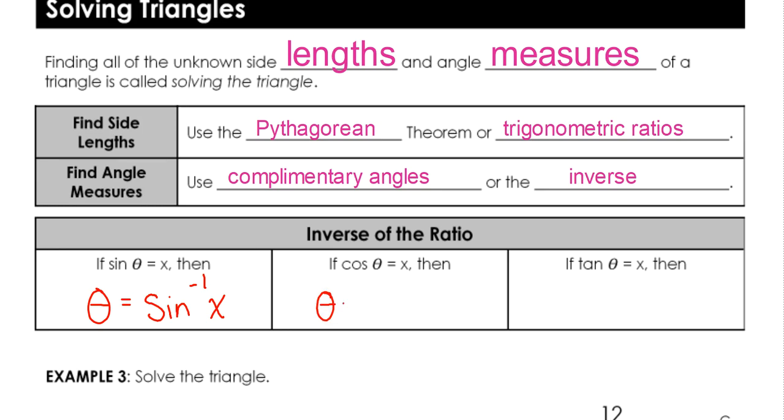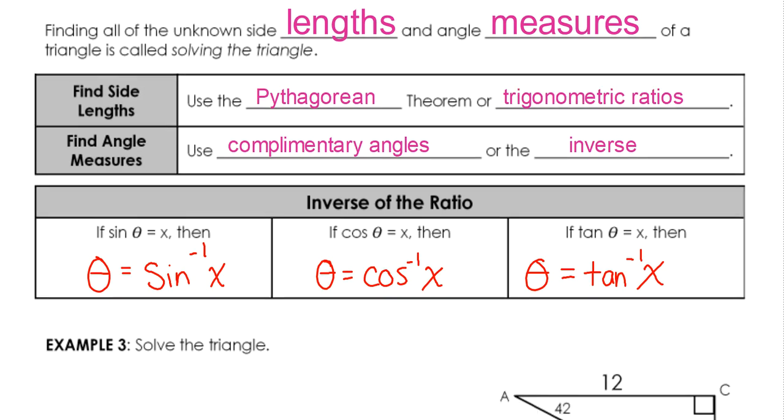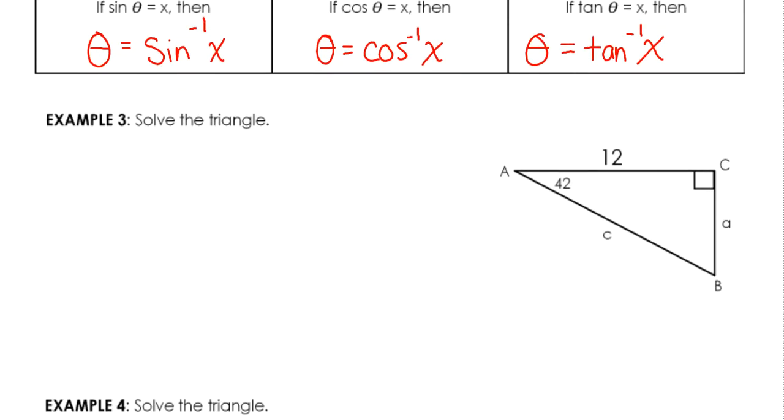Same thing for cosine. To get theta alone, we do the inverse cosine. And for tangent, we do the inverse tangent to get theta alone. So that -1 power is what indicates that we're doing the inverse function to find the angle. So let's put that all together here for a couple of examples.